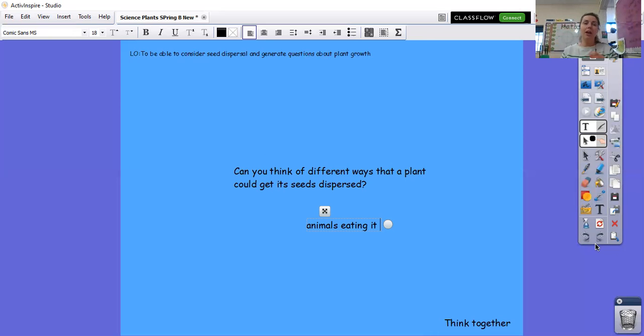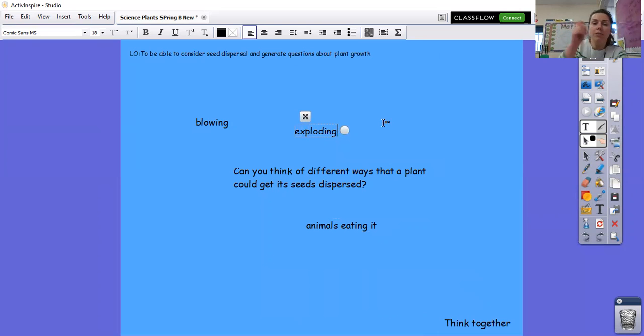So the same thing could be happening if, let's say, it's really windy weather and you've got a bunch of dandelion seeds. So what happens then? Could the wind be blowing them away? Okay, sometimes the plants, especially if the seed shell is really heavy and thick, they sometimes explode.